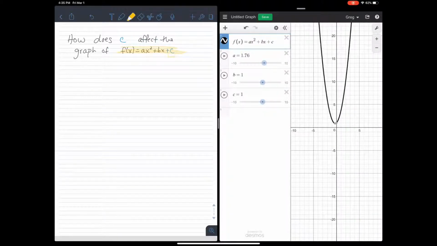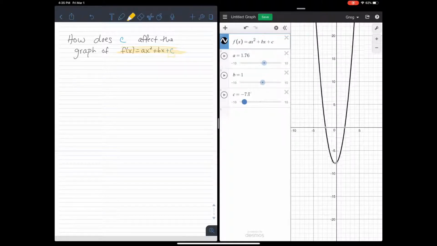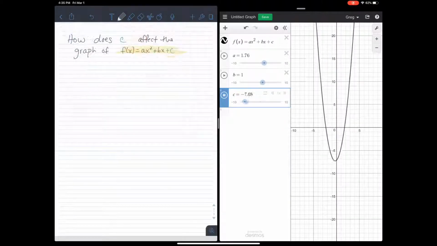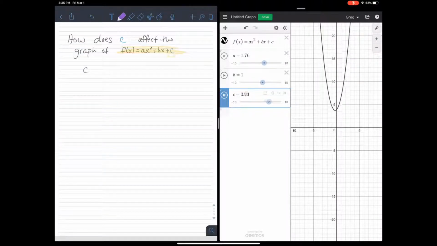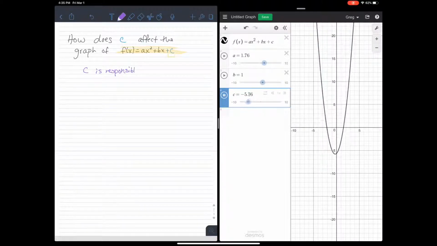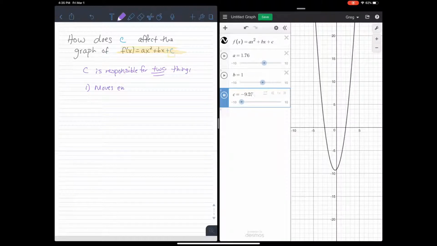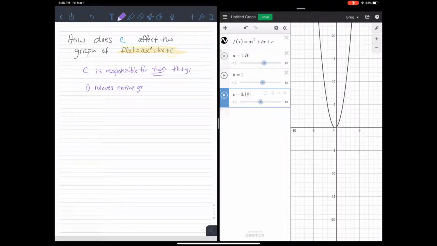So if I just hit play or if I slide my c value, it's very easy to see that it's just moving my graph up and down. So c is responsible for two things that you need to remember. Now the first thing, obviously, is it moves the graph up. The second thing it does is it moves the entire graph down.